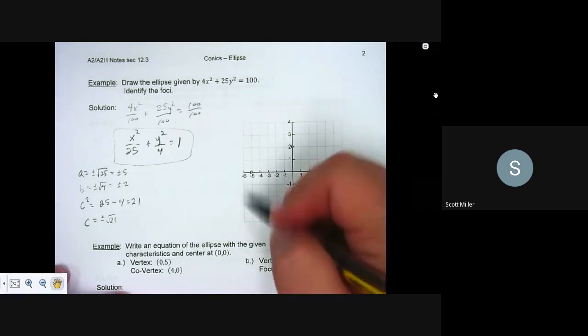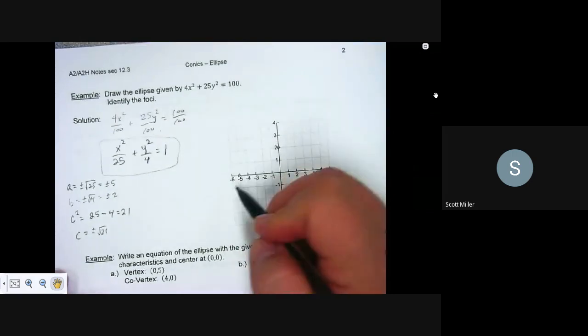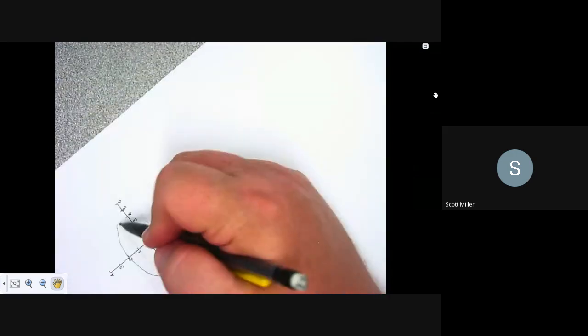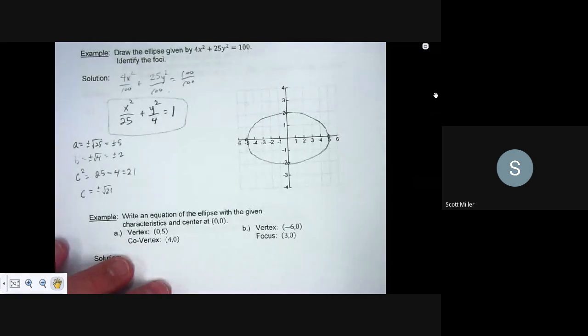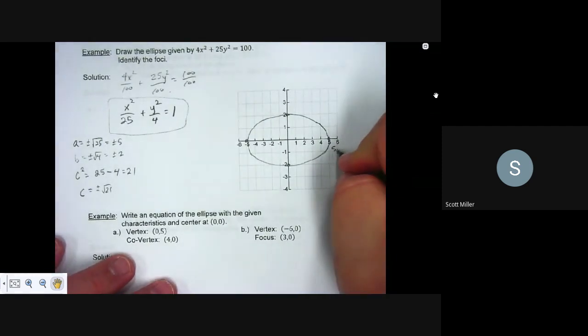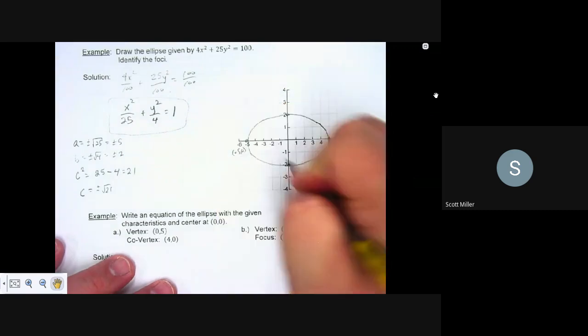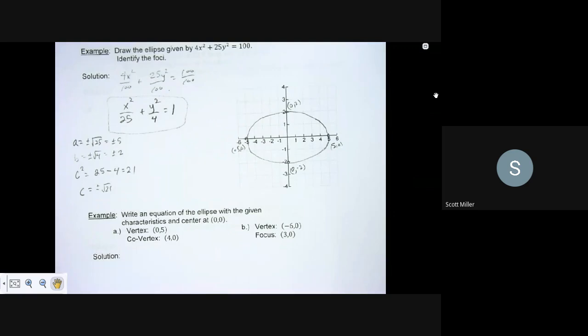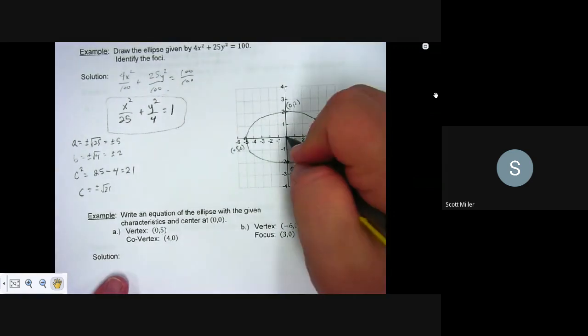So what we're going to do is try and draw an ellipse from this. Try and make it roundy, don't make it pointy. Okay. So as you come across here, just kind of make your little roundabout stuff. And there's an ellipse right there. Okay. And we can label these. This is (5, 0), (-5, 0), (0, -2), and (0, 2). There's your vertices and co-vertices labeled. The center is at (0, 0).